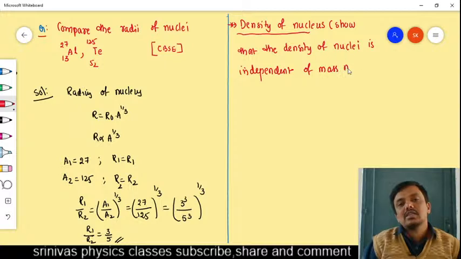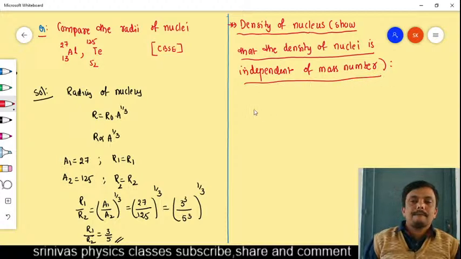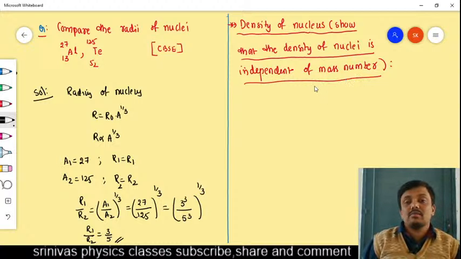They can ask this question in another way also. They will ask: find the density of the nucleus, and show that the density of the nucleus is independent of mass number. It will not depend upon the mass number. It does not depend upon the mass number means different elements have different mass numbers, and all the elements have the same density. That is what we have to prove. Okay, let us start. How can we find out the density of the nucleus?